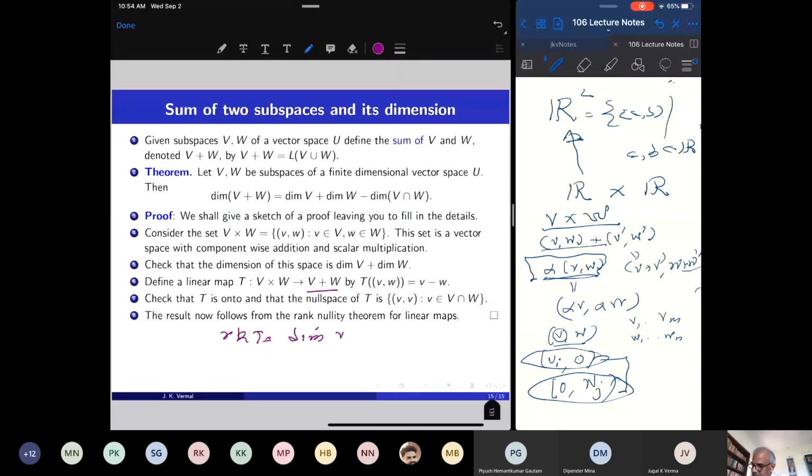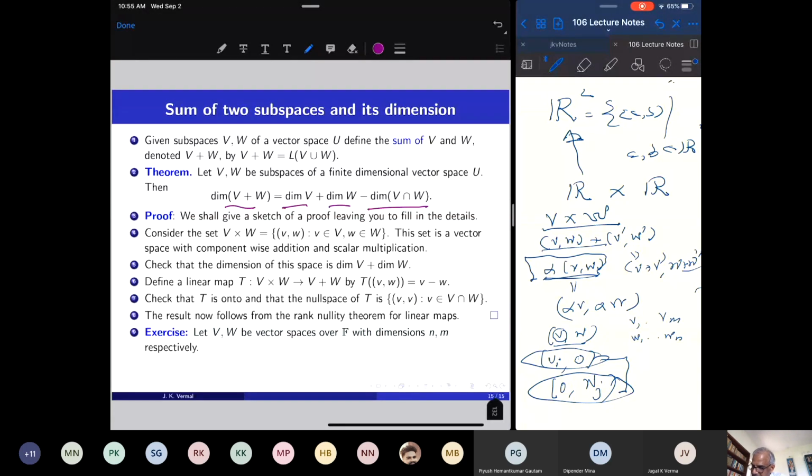The rank of T is the dimension of V plus W, right? And the nullity of T is the dimension of this, which is equal to the dimension of V intersection W. So rank plus nullity is the dimension of V cross W. Okay, so therefore this theorem follows. The dimension of V plus W is dimension V plus dimension W minus this, by the rank nullity theorem.